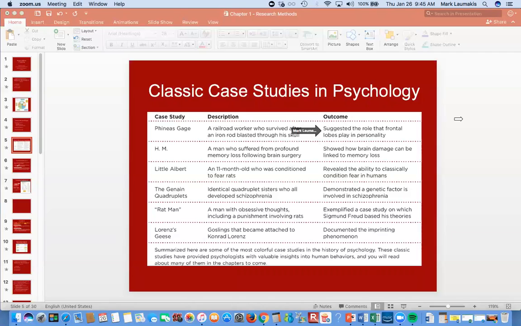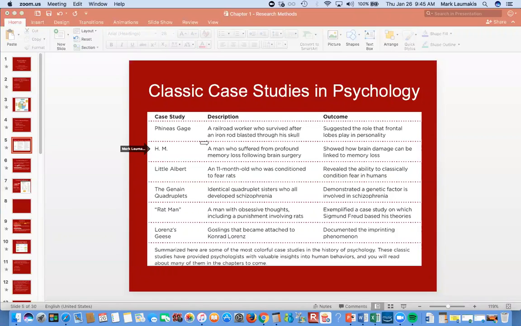Gage, according to his doctor, after the accident was no longer Gage, right? He became a really different guy. He would say or do whatever came to mind. He would curse and swear and do socially inappropriate things that he didn't do prior to the accident. So he highlights for us the role that these frontal lobes of the cortex play in your everyday functioning.